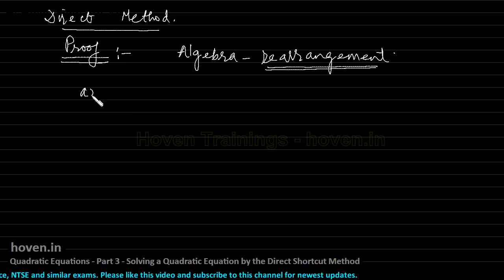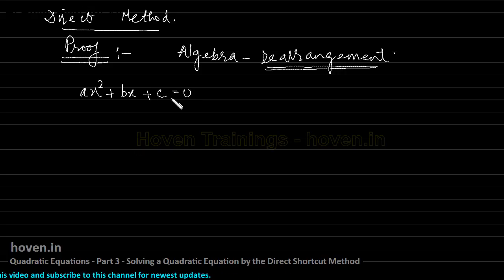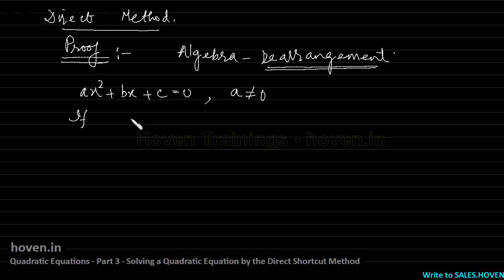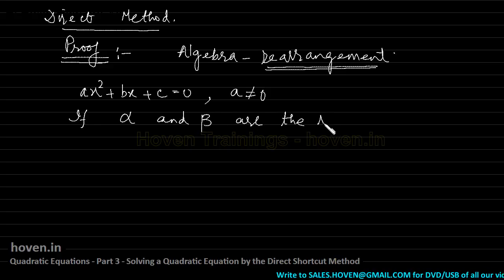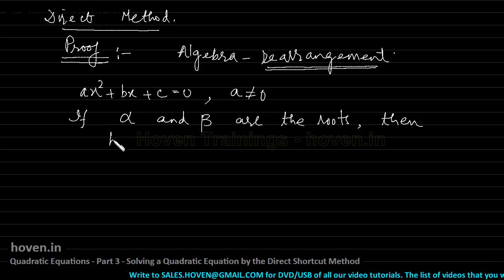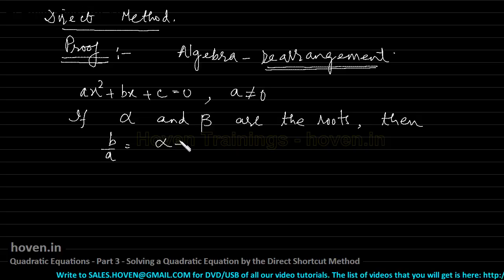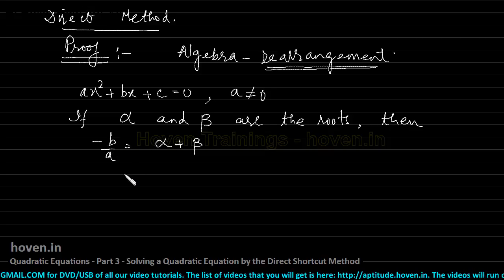Okay, this is the quadratic equation in its most general form, where A, B, C are constants and A is not equal to 0. You are already conversant with this form, so let us start with it. If alpha and beta are the roots of this equation, then we have already proved in our last lecture that the sum of the roots, alpha plus beta, is equal to minus B by A. This we have already proved in our previous lecture. Let us now write it in this form.